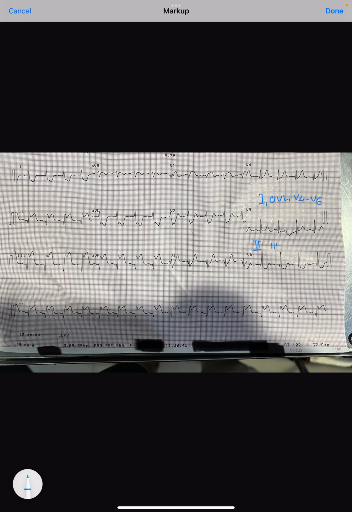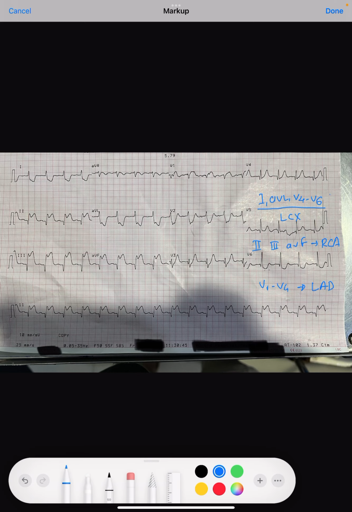Lead 2, 3, AVF are called inferior wall leads, or three consecutive leads. And leads V1 to V4 can be considered anterior leads. When we are talking about V1 to V4, we are talking about the left anterior descending artery. When we are talking about lead 2, 3, AVF, we are talking about RCA, the right coronary artery. And when we are talking about 1, AVL, V4 to V6, we are commonly talking about the LCX artery. These are the arteries which are usually commonly involved.